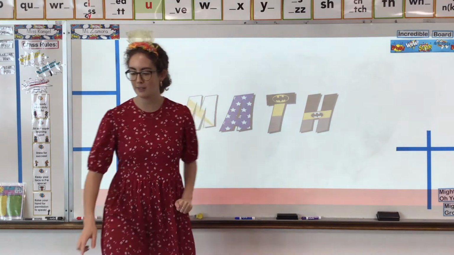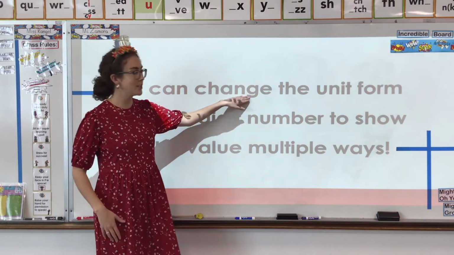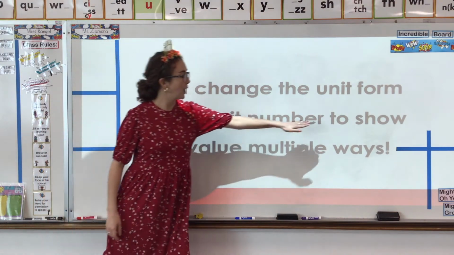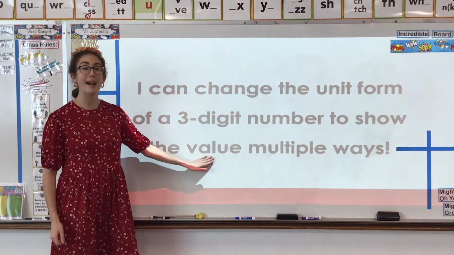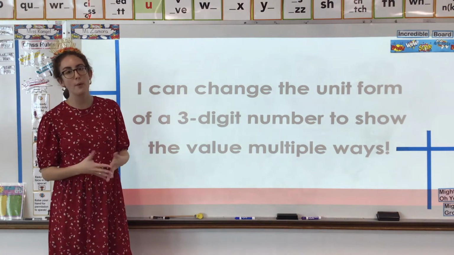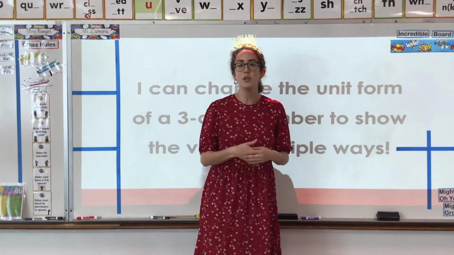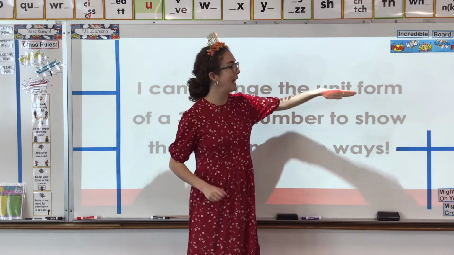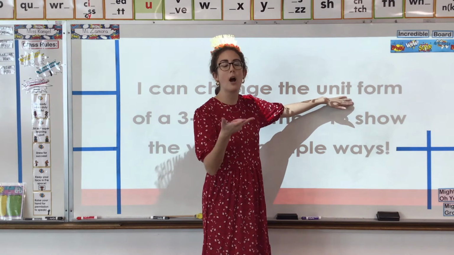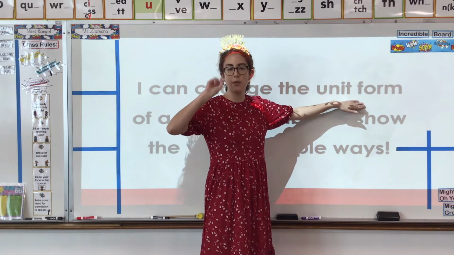So let's check out our learning target. For Wednesday, it says, I can change the unit form of a three-digit number to show the value multiple ways. So we got a lot of words going on in this learning target. So second grade, remember unit form? Unit form is where we write out and show how many hundreds, tens, and ones are in a number. Where we write how many of each unit there are in a three-digit number.